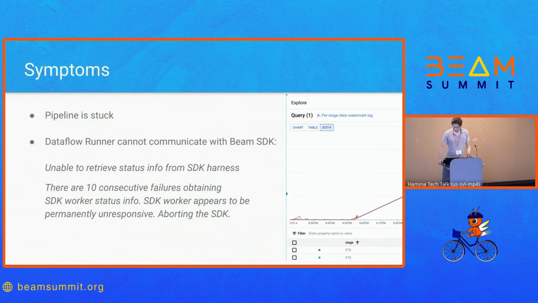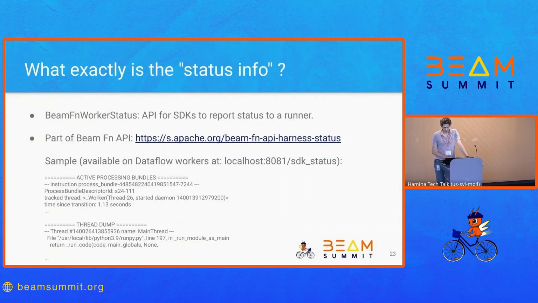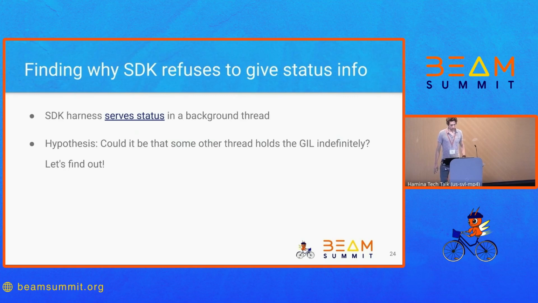What can we do? Well, this is a small description of what the status info is. And if you are curious, there is a document that describes it. The status info collects this kind of debugging information, but in our case, it was not available. It's supposed to have the thread dump that tells you exactly where the SDK is stuck, but it didn't produce anything. So given that we know that the SDK harness serves the status in a background thread, one idea, or hypothesis, we had: could it possibly be that some other thread just holds the global interpreter lock indefinitely, and the thread that is supposed to collect the SDK status information never gets to run?